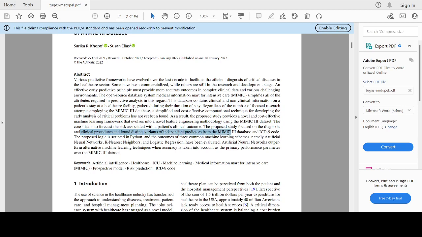The proposed study focused on the diagnosis and clinical procedures and found distinct variants of independent predictors from the MIMIC3 database and the ICD-9 code. The proposed logic is scripted in Python.